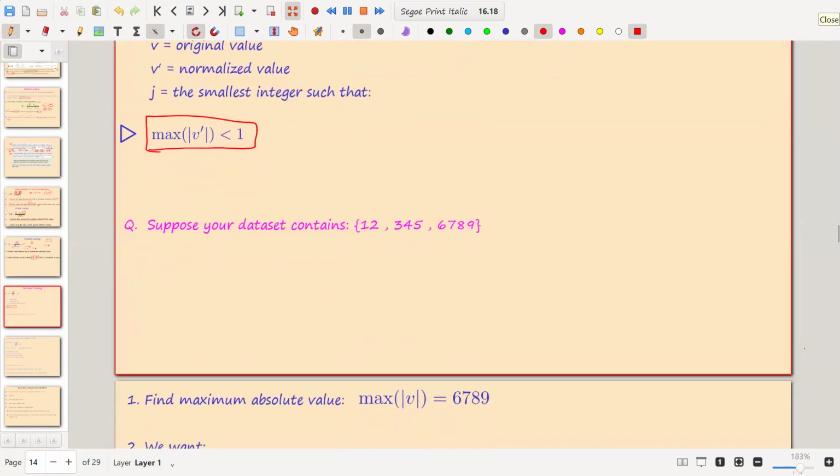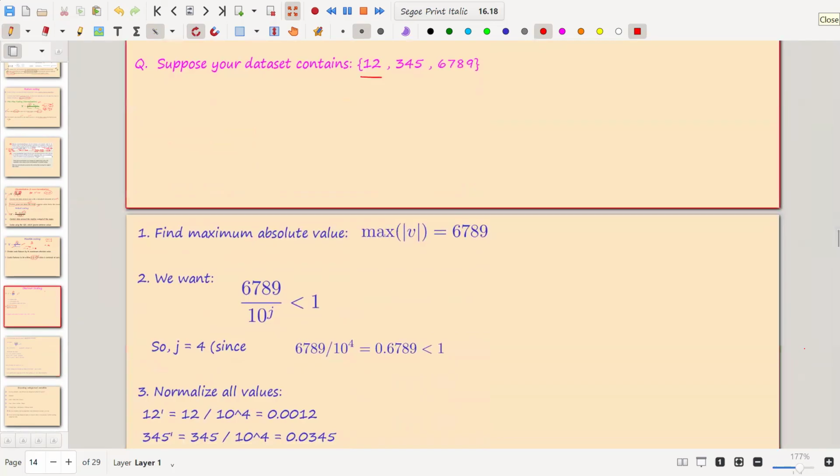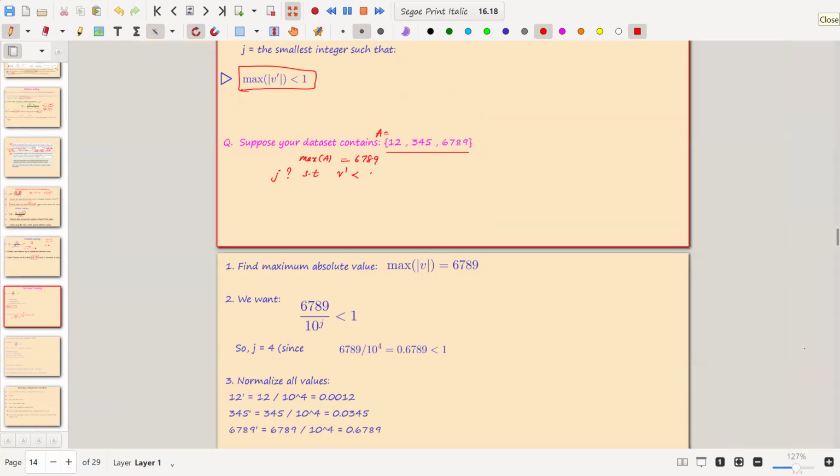You can take this example over here. It's worked out. You can take this simple data set, 12, 345 and 6789. So what's the max here? What's the max of a? You can see 6789, right? Now, can you find a value of j such that the transformed value will be less than 1? That means 6789 divided by 10 to the power j should be less than 1.